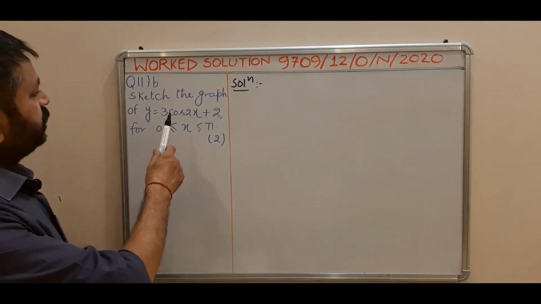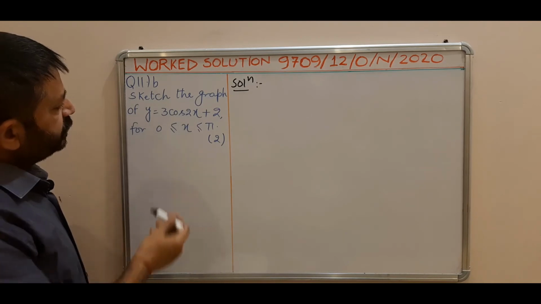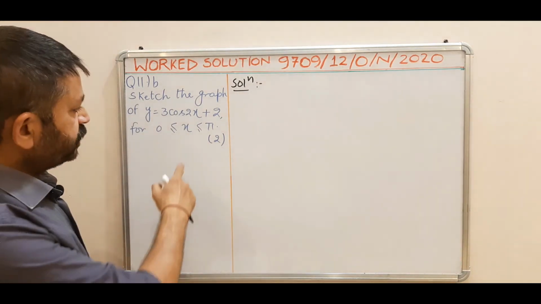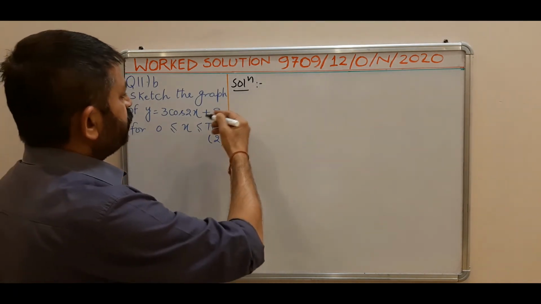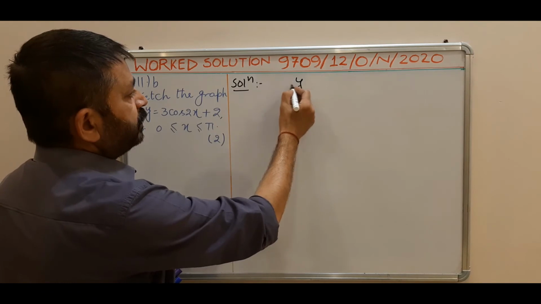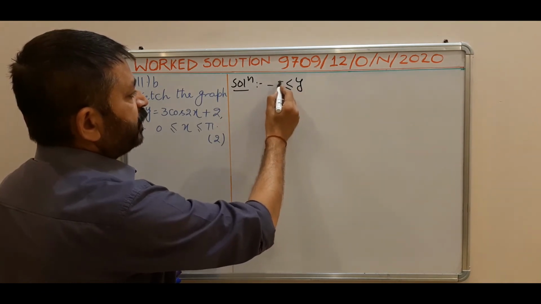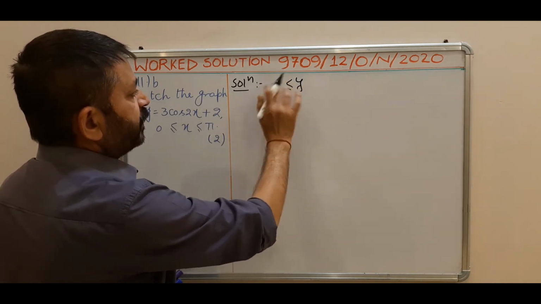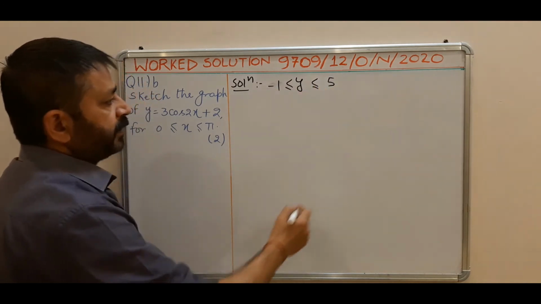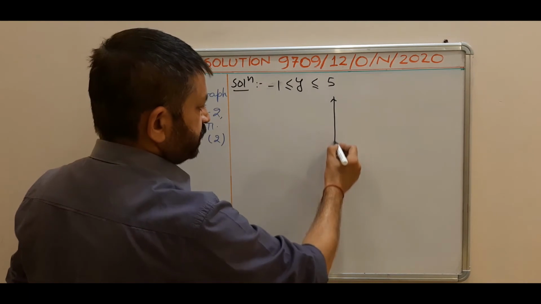Question number 11b. Sketch the graph of y is equals to 3 cos 2x plus 2 for x in between 0 and pi. This question carries 2 marks. So from the previous part, that is part A, we have the maximum and minimum values for y as 5 and minus 1. So we'll draw its graph.